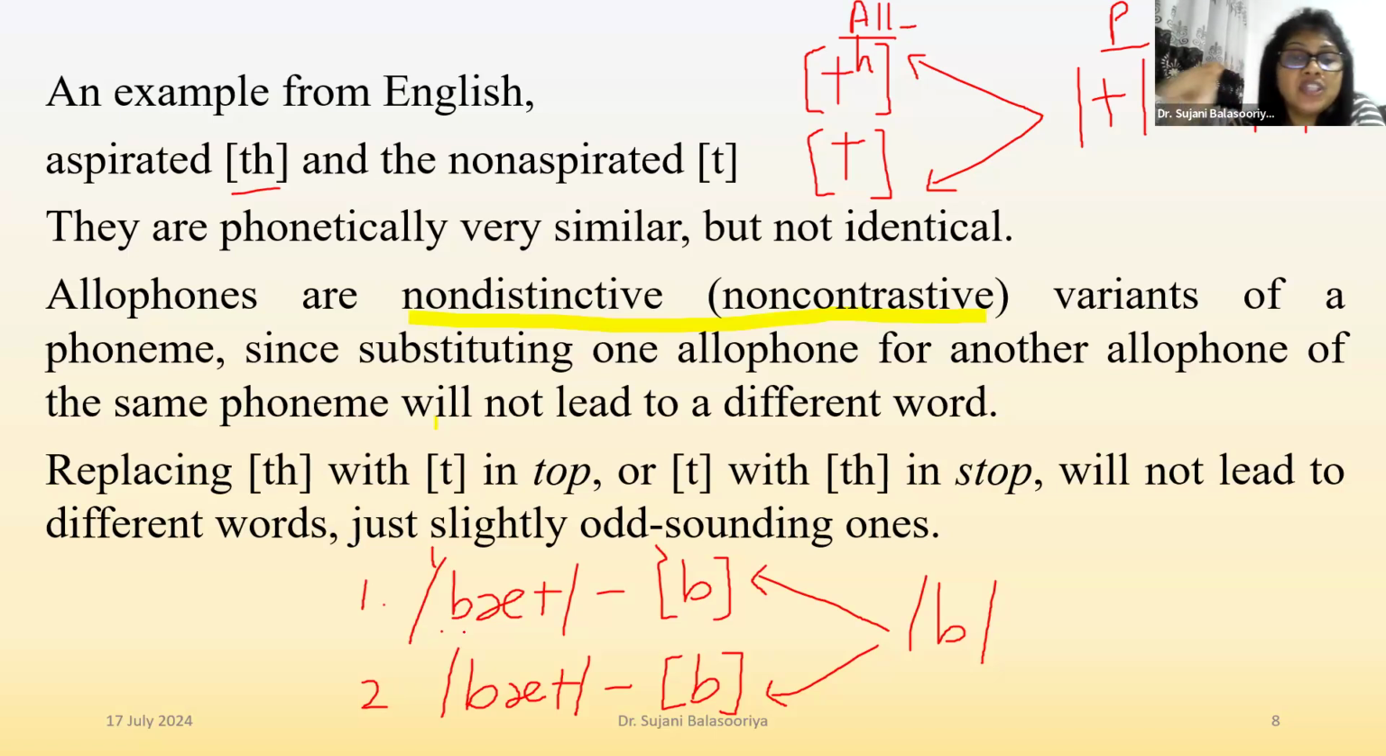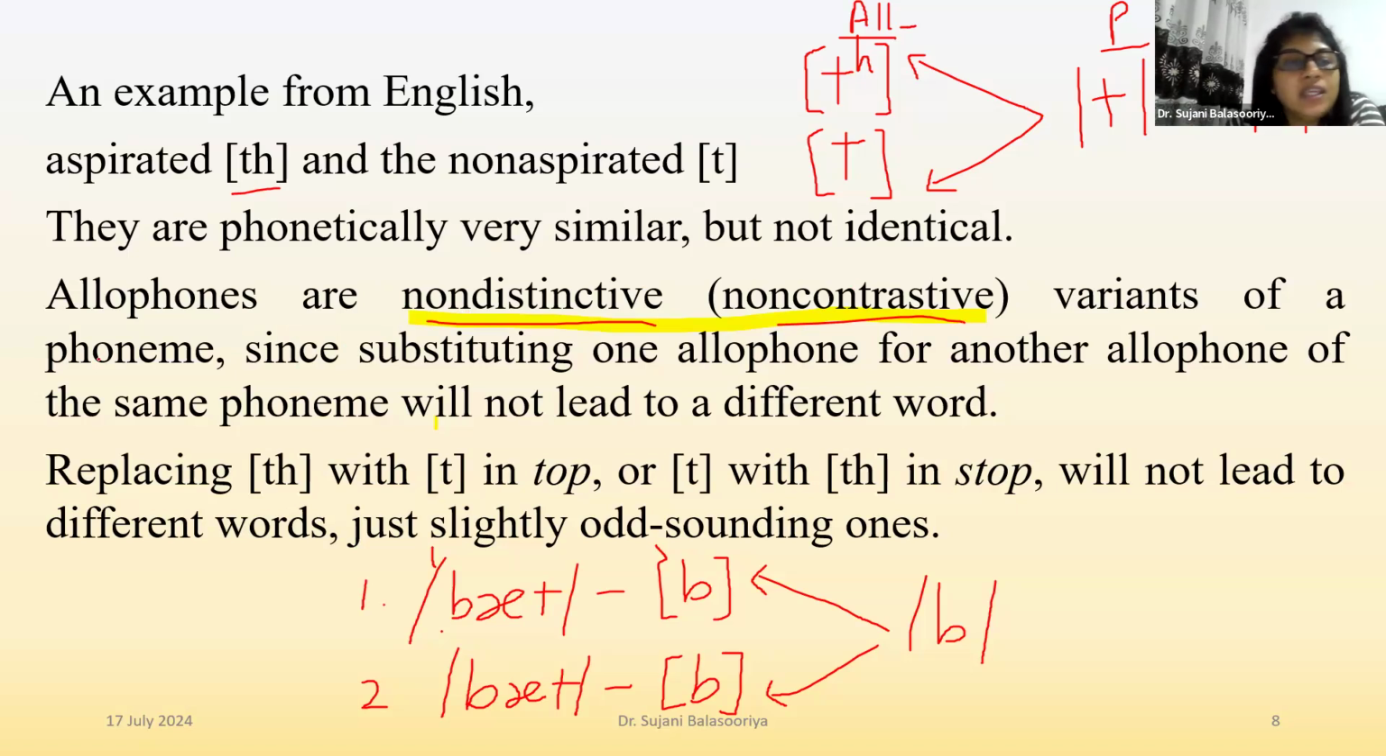The meaning of the word does not change even if we change the allophones. But if we change the phoneme, for example, if I remove b here and use p, then what do you think? The meaning of the word changes completely. That is why we say phonemes are contrastive. But by changing allophones, the meaning of the word does not change. That is why here we identify allophones as non-distinctive or non-contrastive. Okay, that is the major difference between phoneme and allophone.